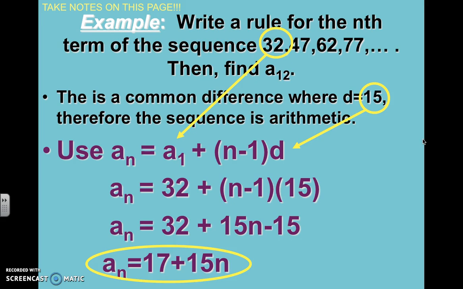There's your rule. Now use the rule to find a sub 12. Plug in 12, and you have an answer of 197. Finding the rule prevents you from having to use the pattern all the way up to the 12th term. And this is very helpful if you need to get to like the 50th term, then you don't have to keep adding 50 times. You can just use the rule.